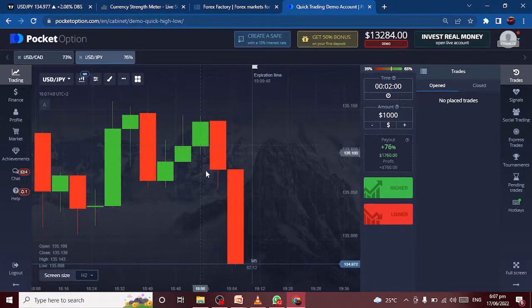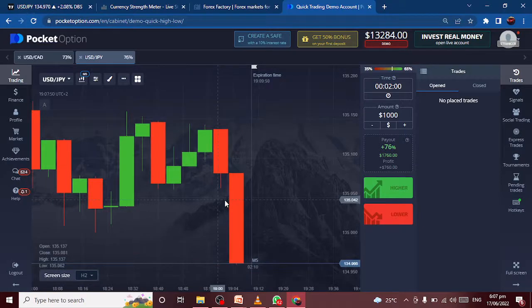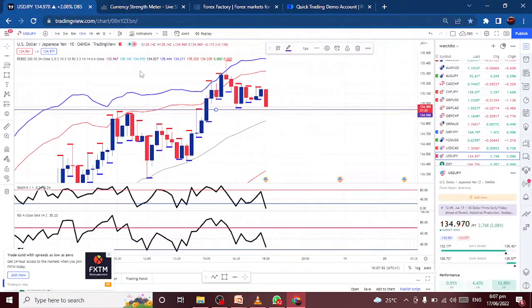So I'm waiting for, and you can see it's coming. This is going to be a very beautiful trade.